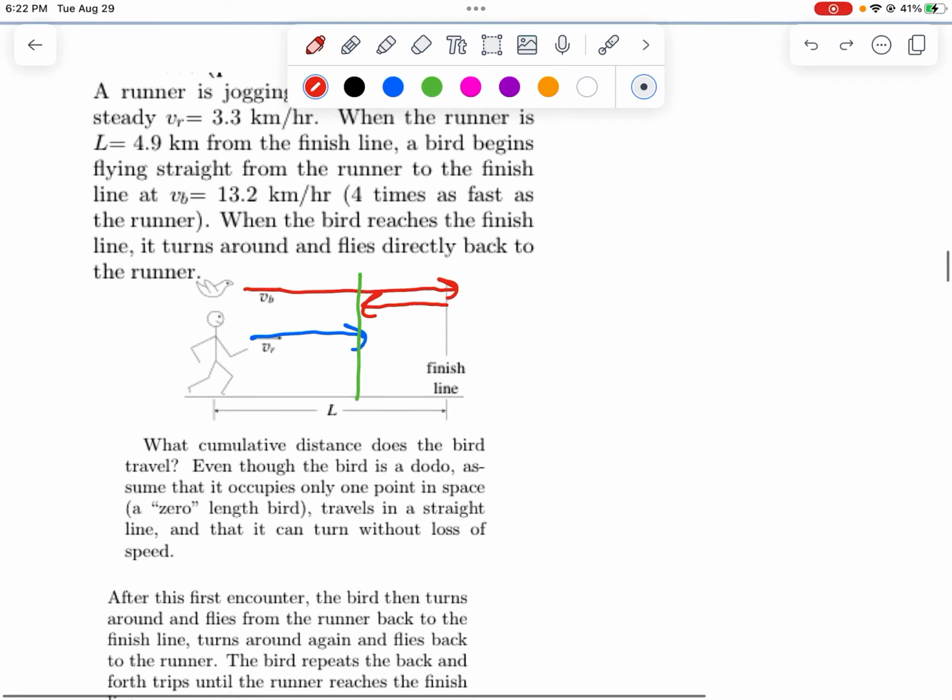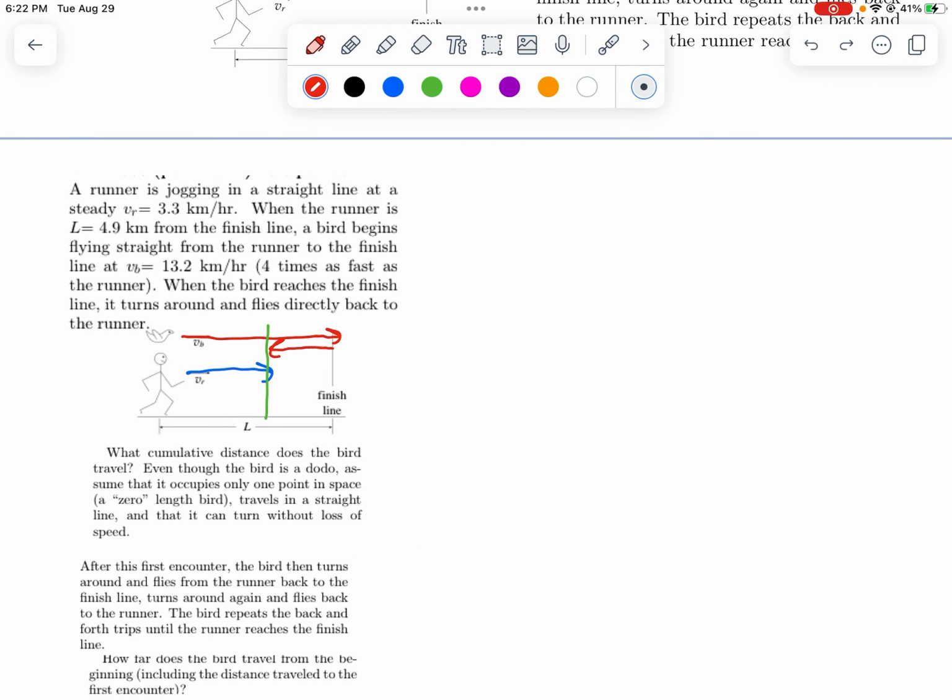Okay. So I like to use equations to model what's going on in real life. So I'm going to write an equation for the bird, and then I'm going to write an equation for the person. We're going to find where they intersect, and using that time, we can figure out how far the bird traveled. Okay, so let's start with the bird.